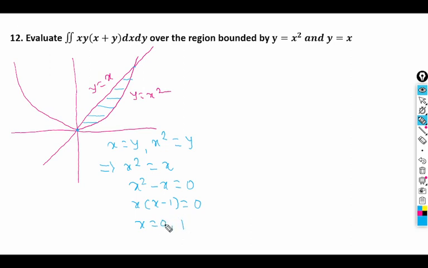When we put x as 0, see, x equal to y is there. So when x is 0, we get y as 0. So we have (0, 0). And when x is 1, y is 1. So (1, 1). So the points of intersection are (0, 0) and (1, 1).